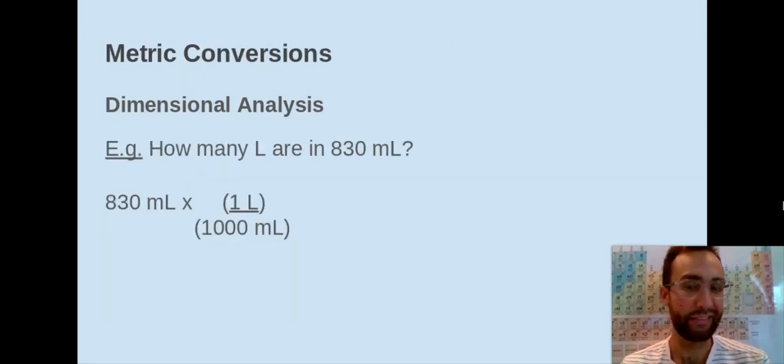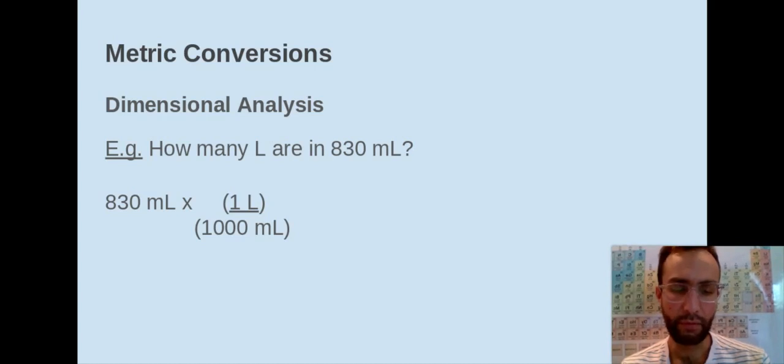So if we are asked how many liters are in 830 milliliters, notice how I set up and plugged into our formula. My given quantity of 830 milliliters times our conversion factor. We're converting to liters and from milliliters, so liters are on top, milliliters are on the bottom. So let's look at why I put 1 liter and 1,000 milliliters. Typically, whatever my larger unit is, in this case liters, I'm going to assign a number of 1. And then on the bottom, 1,000 milliliters. So there are 1,000 milliliters in 1 liter.